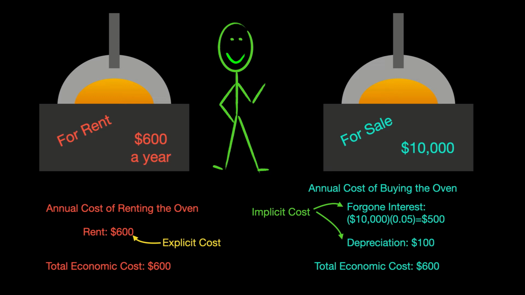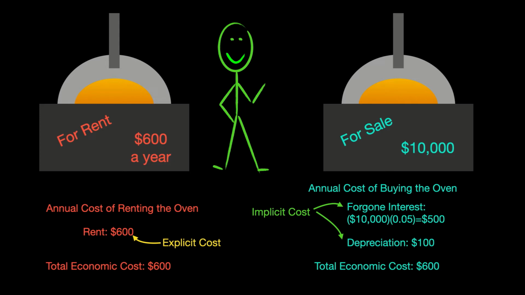If Jake sells off his $10,000 bond to invest in a pizza oven, he gives up the opportunity to earn $500 interest each year. This is an implicit cost. He also has to take into account the fact that his capital will go down in value $100 each year. The $100 of depreciation is an implicit cost. The total opportunity cost of buying the oven is also $600. The economic cost of both scenarios is the same.